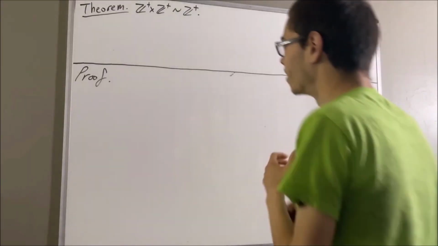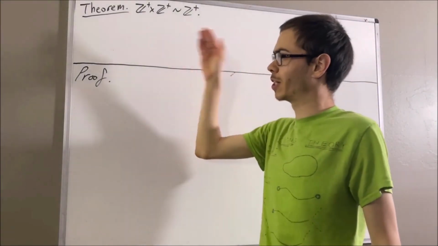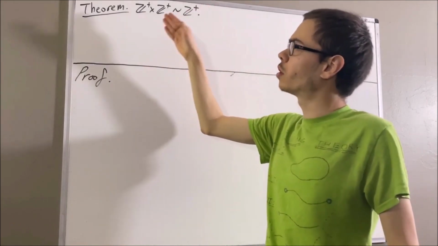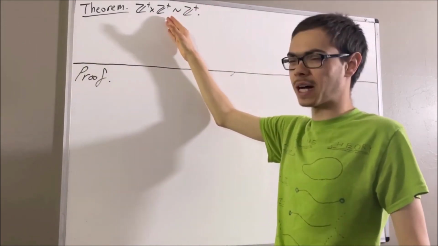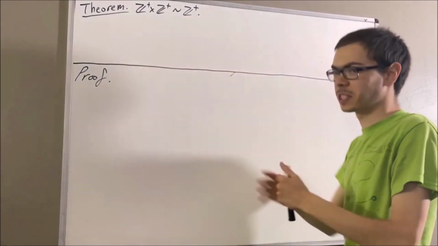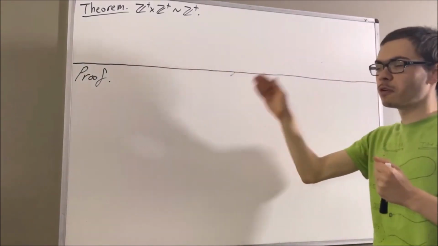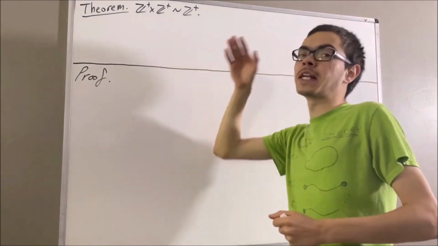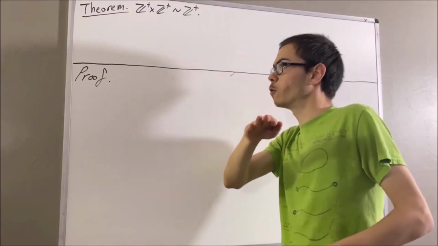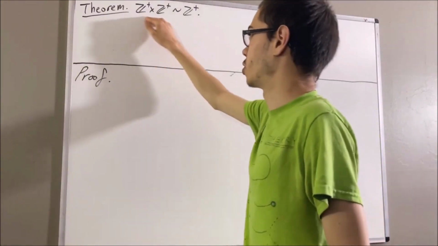Hello! In this video, we are going to prove the following theorem. There is a one-to-one correspondence between the ordered pairs of positive integers and the positive integers. And to start out the proof, we're going to define a function which we will prove is a one-to-one correspondence between these two sets.